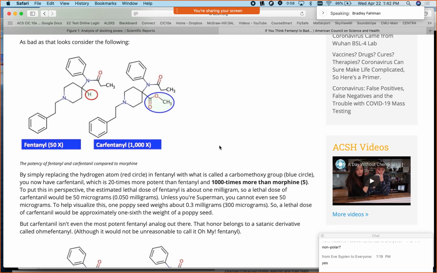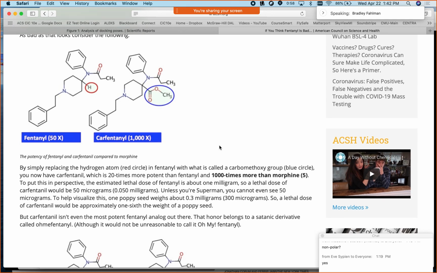Okay. And so that's why just a few granules is enough. But if you think it couldn't get any worse than that as far as dangerous, there's something even more potent. And this is really the opioid so far that is the most lethal.